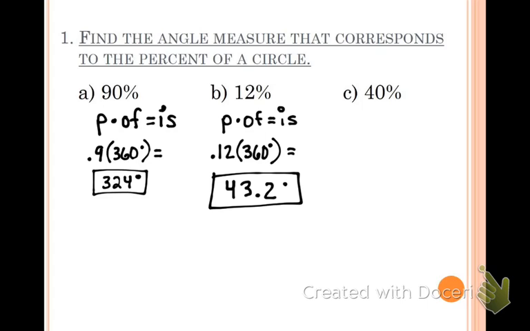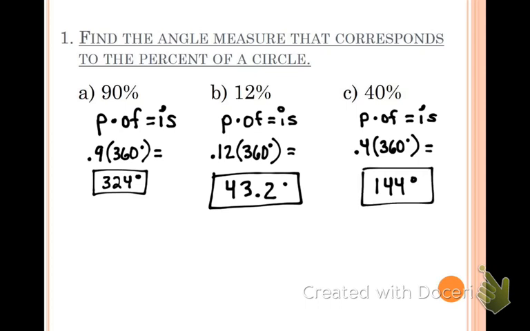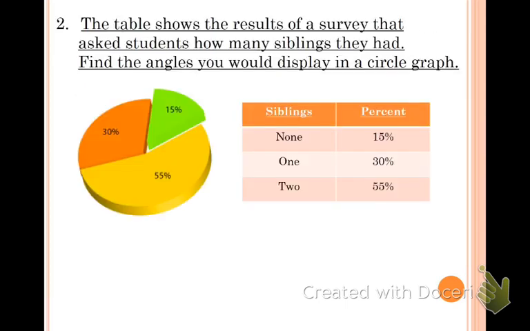Final one. Always start with what? P times of equals is. What's my P? 0.4. 0.4 times 360 degrees equals? How many of you guys got 144 degrees? Excellent job. Okay, let's go on to the next one.